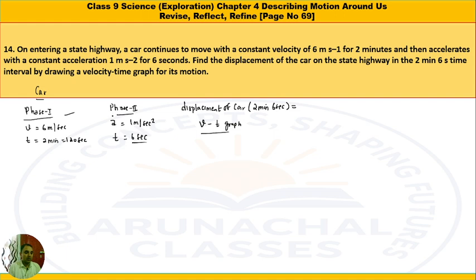Let us understand what will be the final velocity at the end of phase 2. We know that V is equal to U plus AT from the first equation of motion. Initial velocity is given as 6 meter per second, so 6 meter per second I have written. Acceleration is given 1 meter per second square and time is given as 6 seconds. So we see that the final velocity will be, second and second get cancelled, 6 plus 6, 12. So it is 12 meter per second.